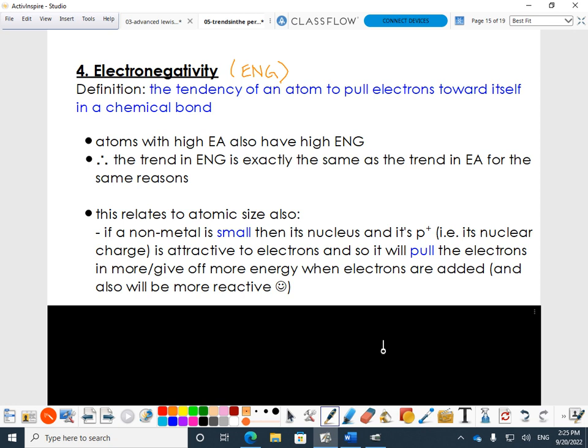Okay, so all related to the same thing. If a nonmetal is small because of its nuclear charge and the number of protons, it is attractive to electrons. So when you have attraction, it holds them in close, giving off more energy when electrons are added, which is electron affinity. It's more greedy for electrons, which is electronegativity. And then the last thing we're going to talk about, number 6, it's also more reactive. So they're all kind of related.